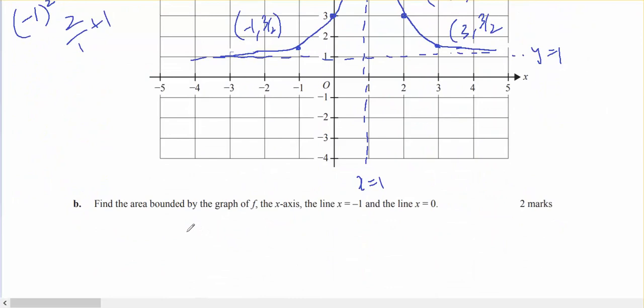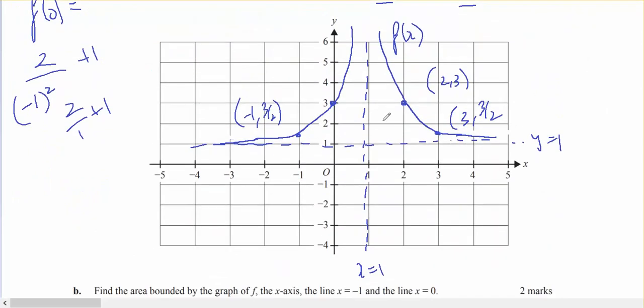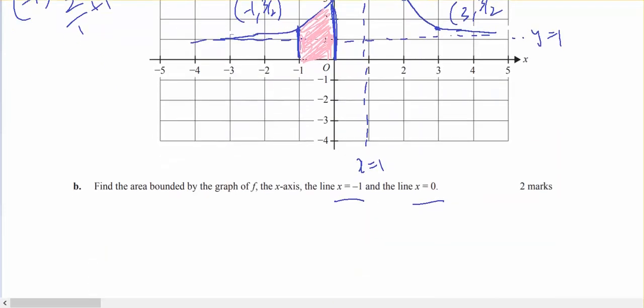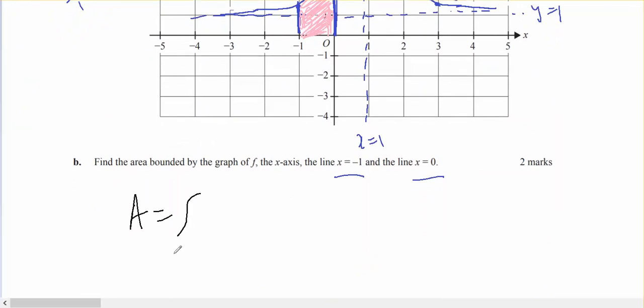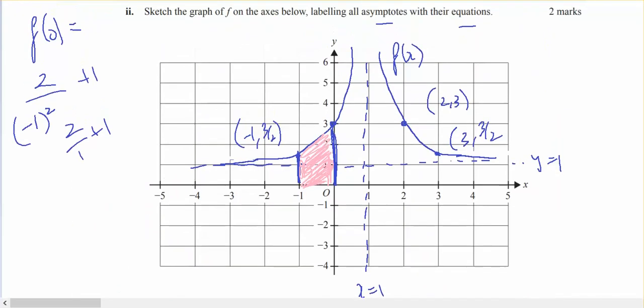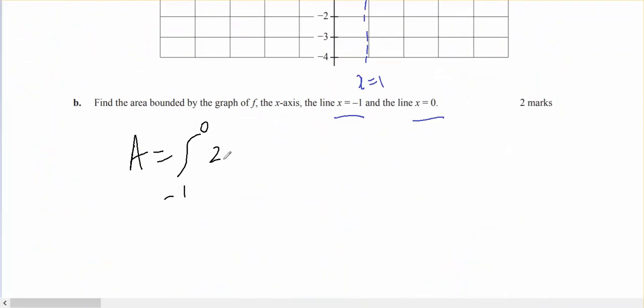The question then says find the area bound by the graph, the line x equals -1, and y equals 0. So I'm looking for this area in here. Okay, that's a positive area. So the area will be the integral from -1 to 0 of 2 (x minus 1) to the -2 plus 1 dx.